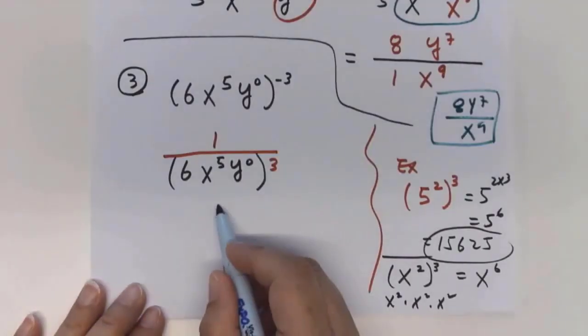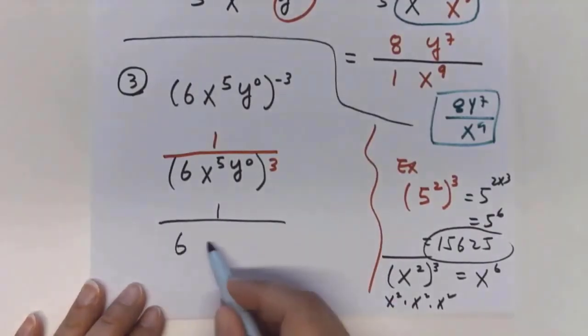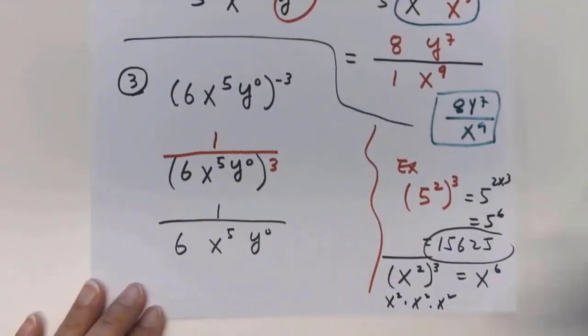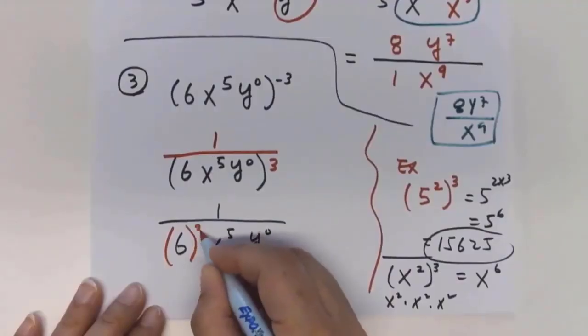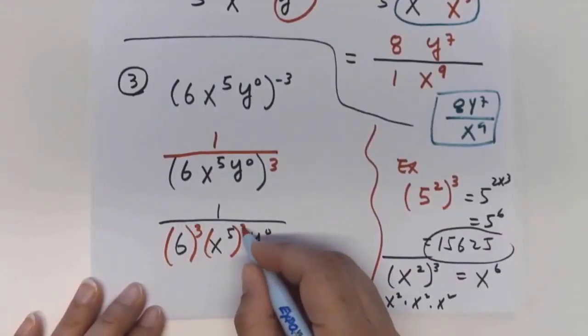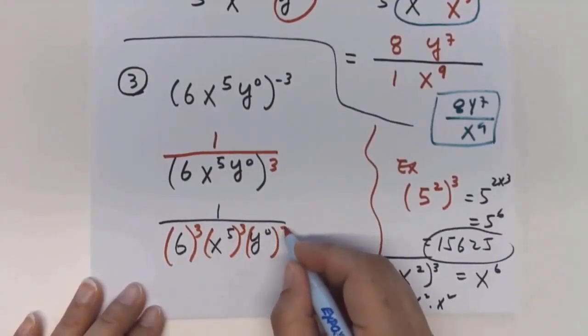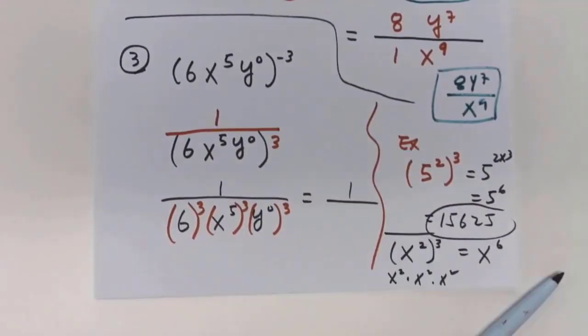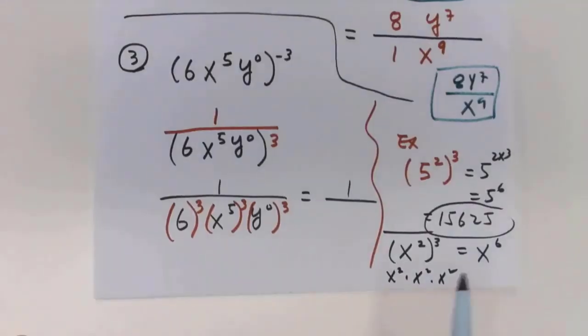This one, same thing. Everybody is going to get a cube because you multiply it inside there, right? 6 would get a cube, x to the 5th will get a cube, and y to the 0 would get a cube. That would give me what? 216, okay.